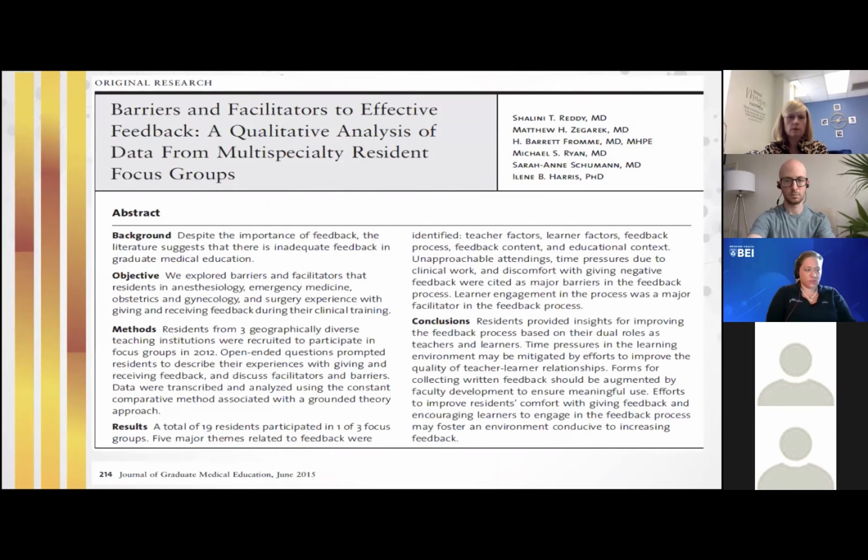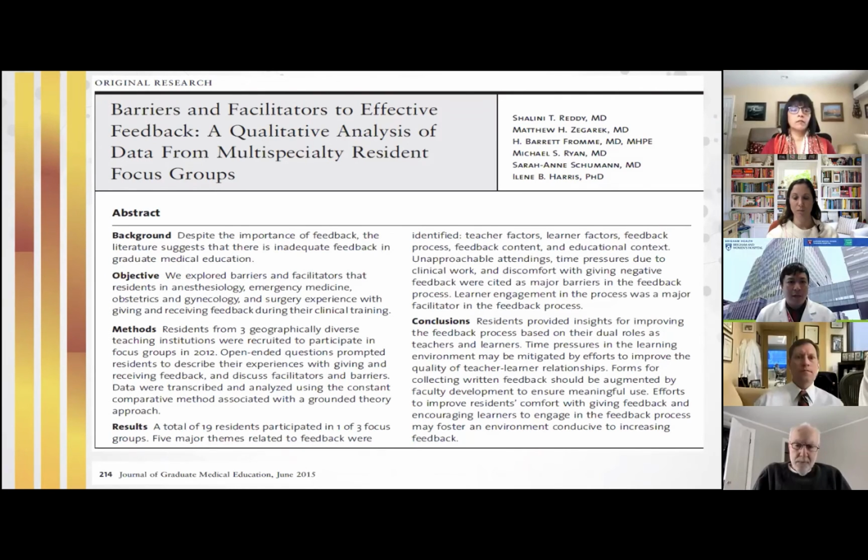So let's take an example again, similar to how Erik did. Let's take an example from the literature. This was in the Journal of Graduate Medical Education, which has also seen a rise in the type of qualitative studies that they've been publishing. So, looking at barriers and facilitators to effective feedback, this is a qualitative analysis looking at multi-specialty resident focus groups. So let's delve into the question they had, which is really looking at barriers and facilitators within different groups in the way they give and receive feedback during their training.